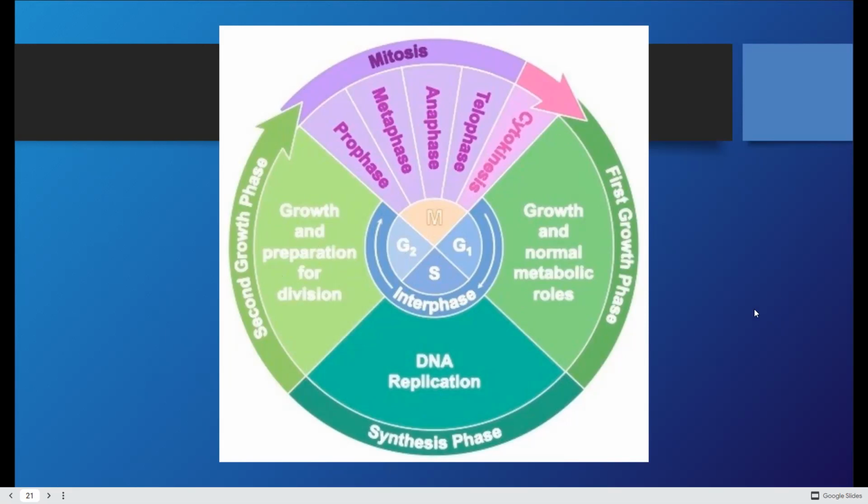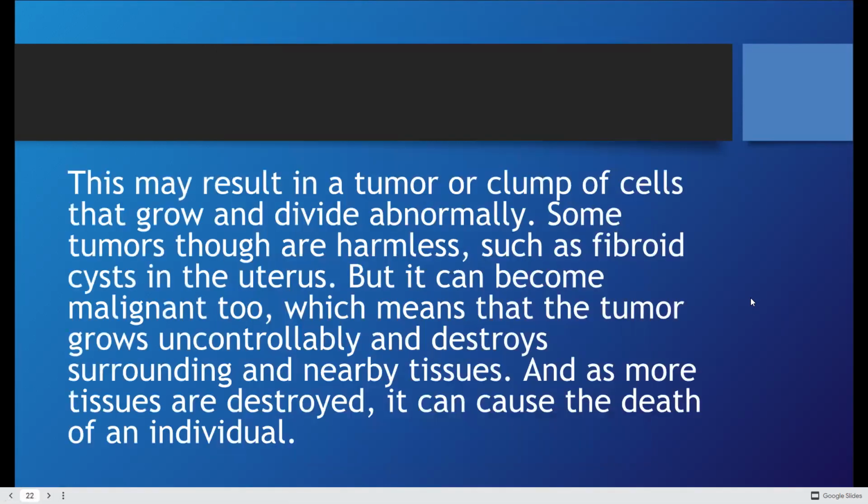Let's take a look at these phases and the important events happening in them. This may result in a tumor or clump of cells that grow if the cells divide abnormally. Some tumors are harmless, such as fibroid cysts in the uterus, but can become malignant. There are two classifications of tumors: benign and malignant.